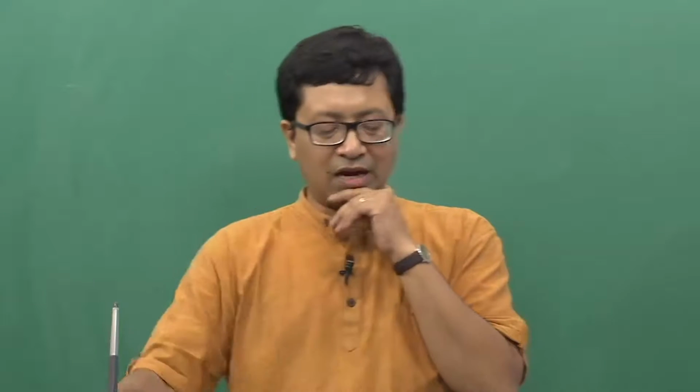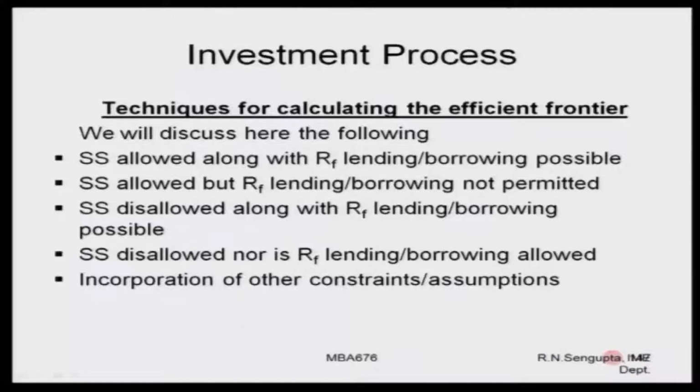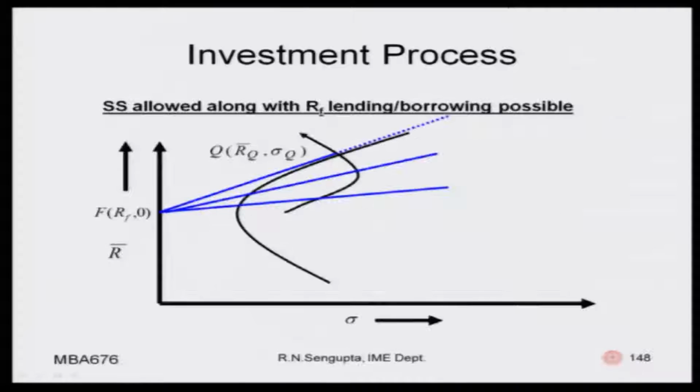So, basically this is a combination of short selling being allowed, but we are making a distinction that for the RF and for the n number of risky assets, the overall conceptual framework of how we analyze the problem would be different. And the last one is where we incorporate different types of constraints and assumptions on our problem: short selling being allowed along with riskless lending borrowing possible.